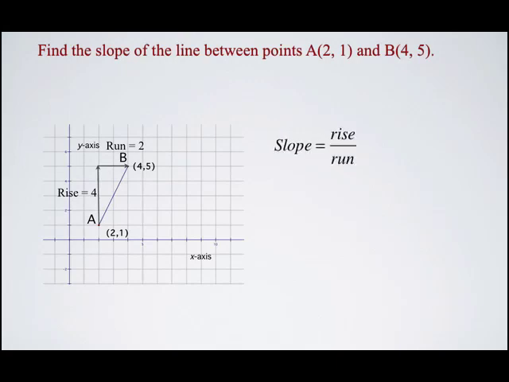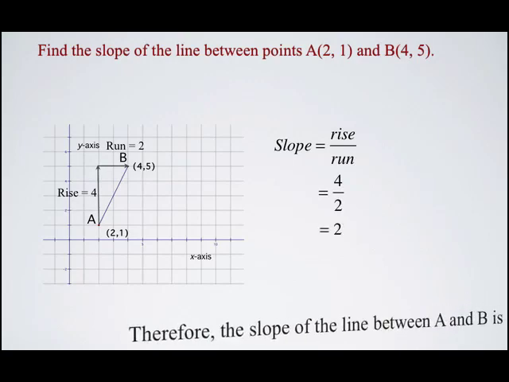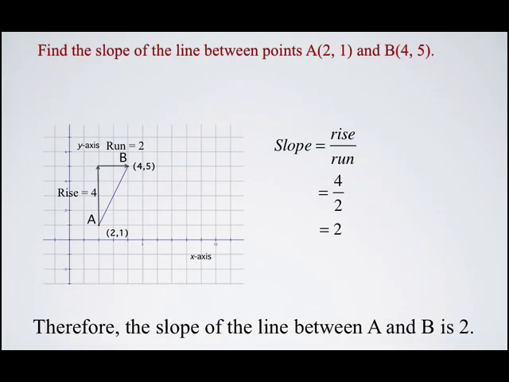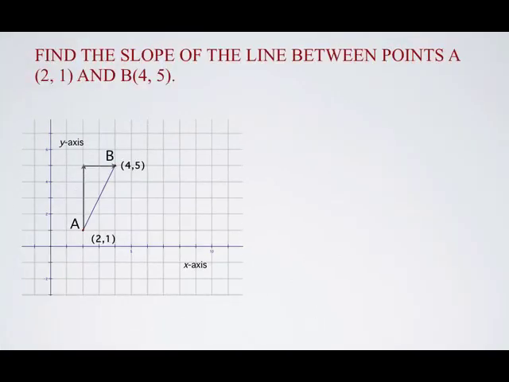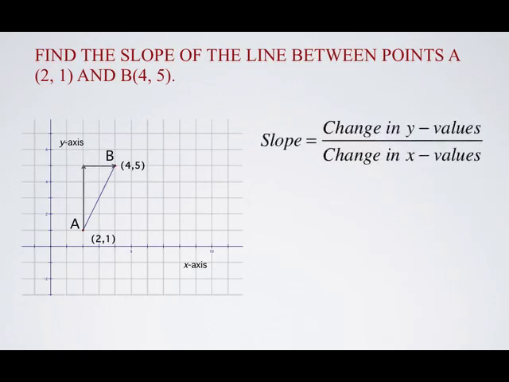So our slope is rise over run. Our slope is 4 over 2, which reduces to 2. Therefore, the slope of the line between A and B is 2. An alternate way of answering the same question is by considering the slope as the change in y values over the change in x values.